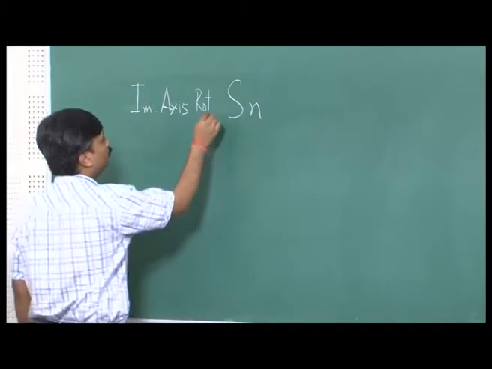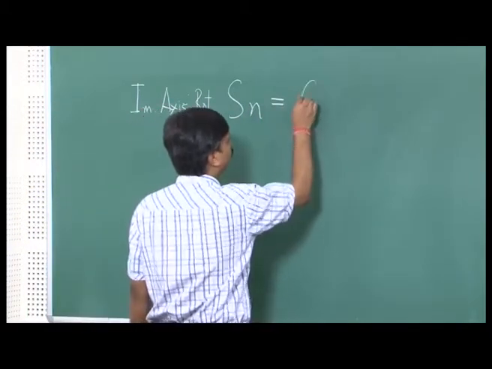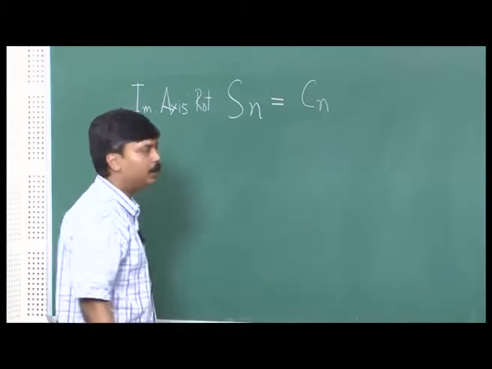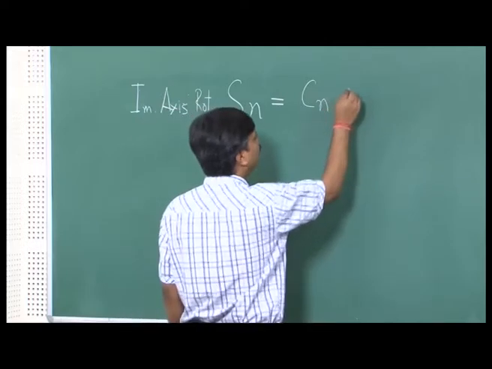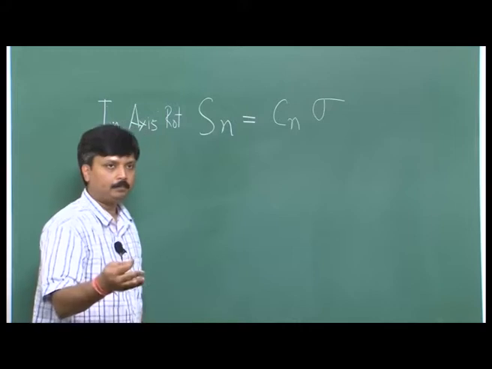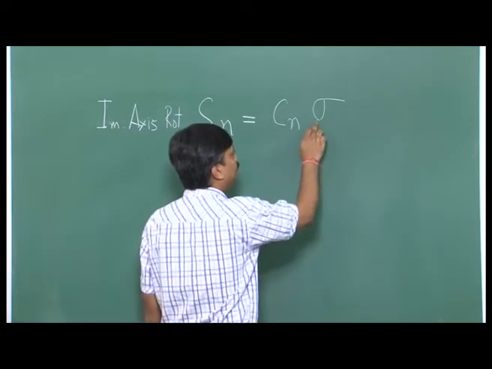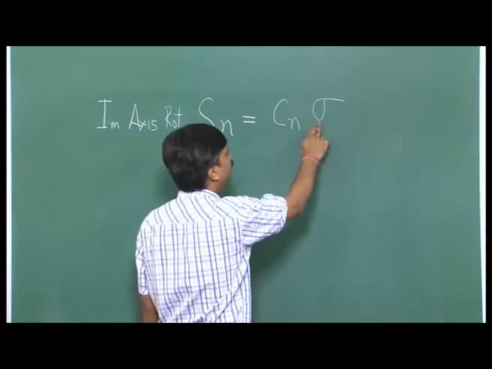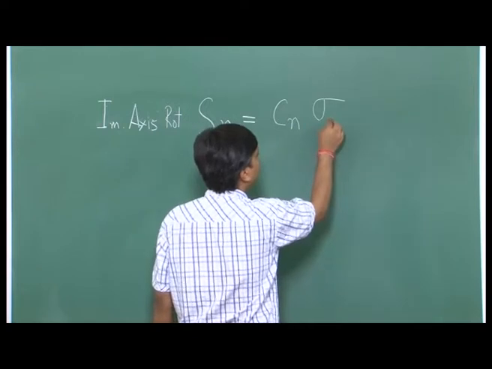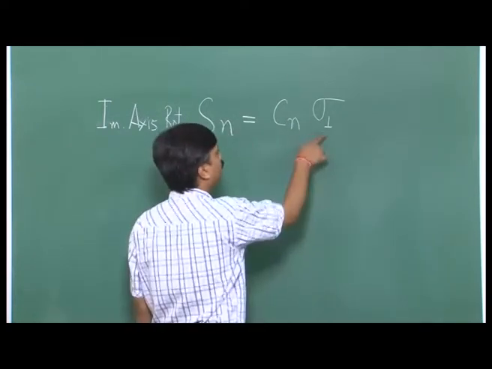Okay. So, this Sn is first a rotation operation followed by a reflection, and this reflection is such that this plane, sigma plane, is perpendicular to this Cn. Okay. So, I can write this is perpendicular to this Cn.